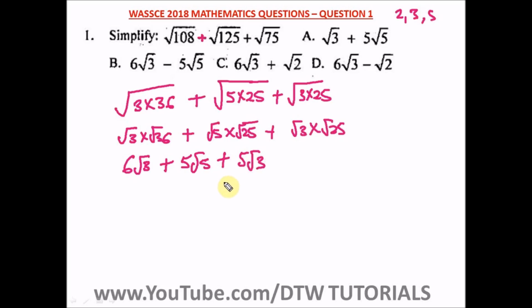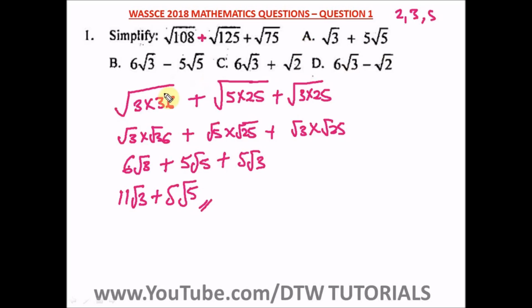Okay, so what do we add here? We can only add the square roots that are the same, the values of the square roots that are the same. So you have square root 3 here, and you have square root 3 here. So we're going to add up 6 and 5. And adding up 6 and 5, what do we get? We have 11. 6 plus 5 is 11. Then we have 11 root 3 plus 5 root 5. Okay, this should be our answer.